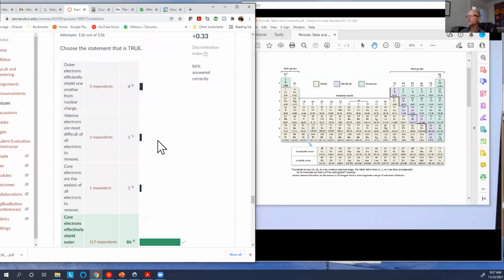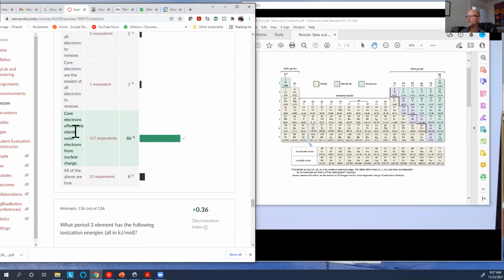Choose the statement that is true. Core electrons effectively shield outer electrons from nuclear charge. And most of you got that. Nice work.